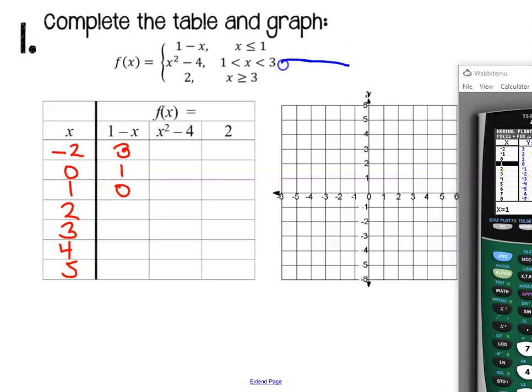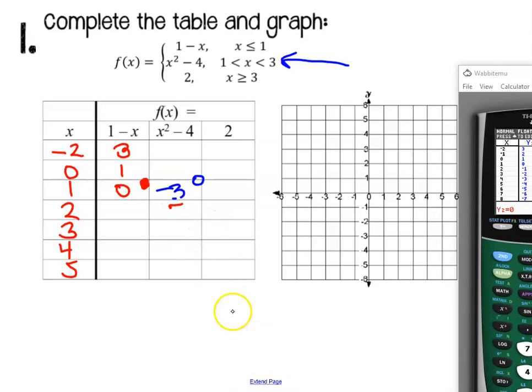But if I put it into my second function, which I am allowed to do because the boundary is 1, I can put that 1 into my second function. So if you look on my graphing calculator here, the output will be -3. However, this gets an open circle, and that one gets a closed circle. All right, so my next input is going to be 2, and 2 cannot be put into my first function. So I'm going to put it into my middle function, x squared minus 4. It comes out as a 0. The next input is 3, which is going to come out as a 5.